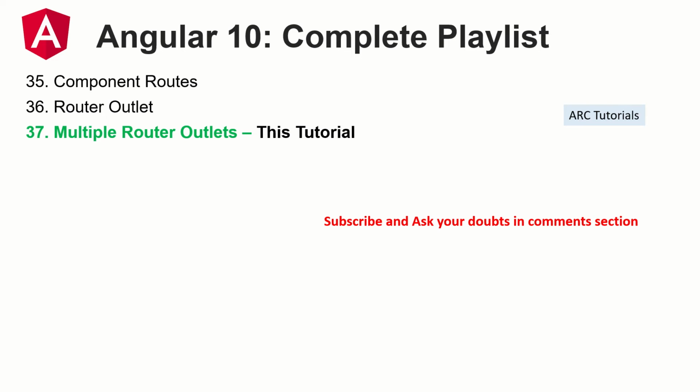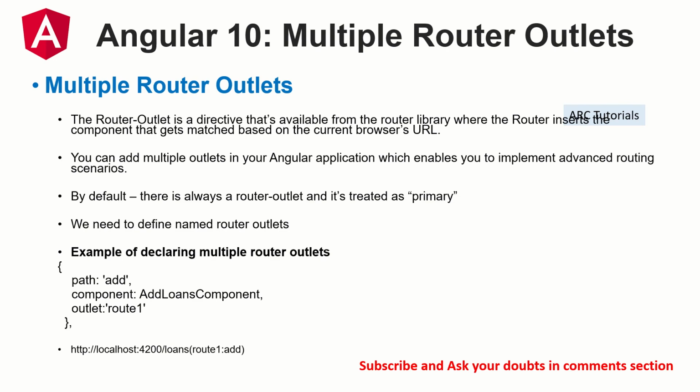All right. So in the previous episode, we have learned about router outlet. Today we will learn about using multiple router outlets in our application. Just a quick background for our friends who are joining us new in this episode. Router outlet is a directive that's available from the router library, where the router inserts the component that gets matched based on the current browser's URL. You can add multiple router outlets in our Angular application, which enables advanced routing scenarios. By default, there always has to be one router outlet, which is treated as primary by Angular. Now, the way to define multiple router outlets is by giving them a name. That way they become named router outlets. When you don't give any name, it becomes primary and there is only one primary. So you can have multiple router outlets, but you need to give names to them. So let's see how to do that.